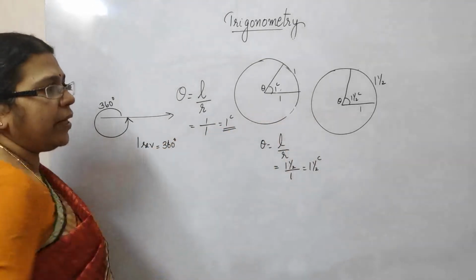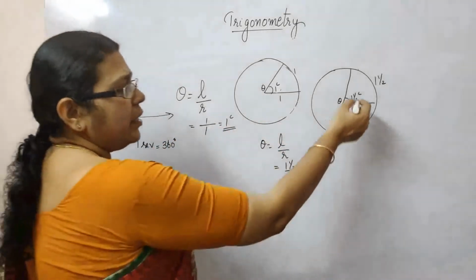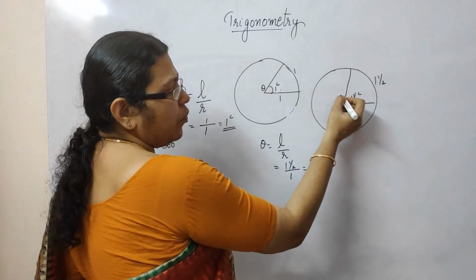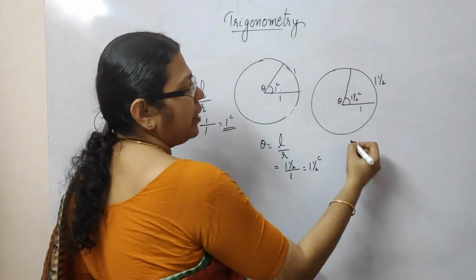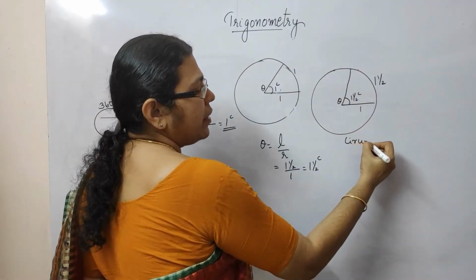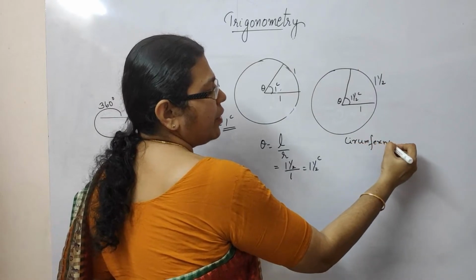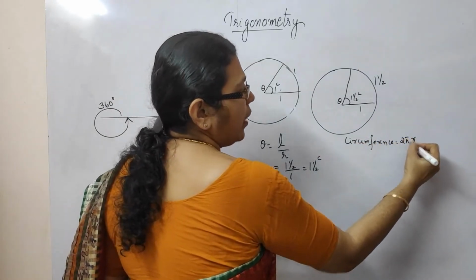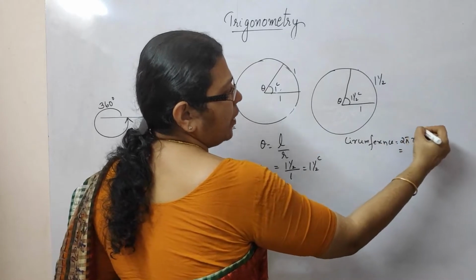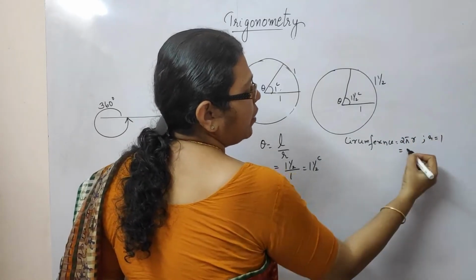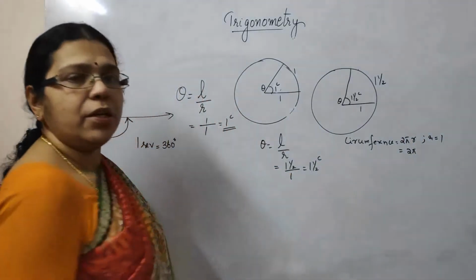Now, when it comes here, it is a circle. This is again the circle. So, what is the angle theta that falls here? I am going to find the circumference of the circle. The circumference of the circle is 2 pi r. When r is equal to 1, I get the circumference as 2 pi.